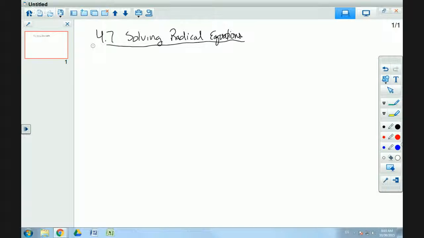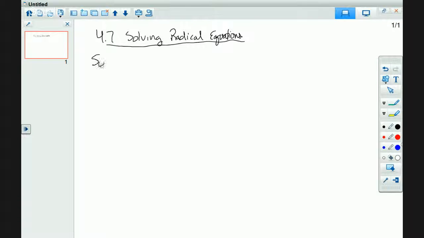Well, we're solving radicals. We use some of the same methods we've been using. So let's start out small. It has a radical in it.